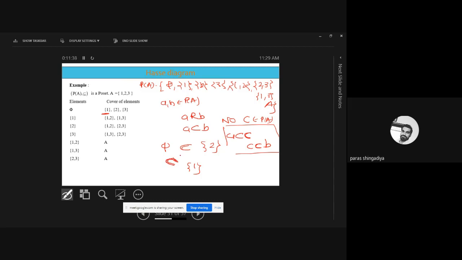This is correct. But 1 subset 2 is incorrect. 1 is not a subset of 2, which means C subset B is incorrect now. Clear? So 1 is not a counter example of C. What does it mean? There is no third element between 5 and 2 which we can consider as a counter example of C. So both the conditions are true for 2 being the cover element of 5. So that is the second answer.